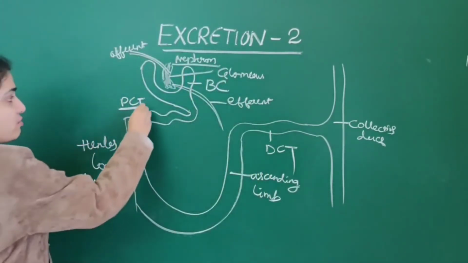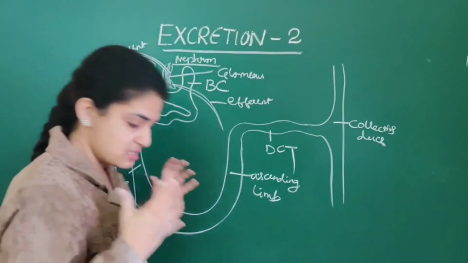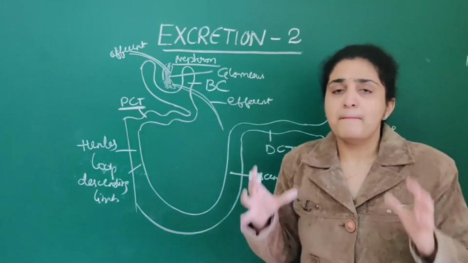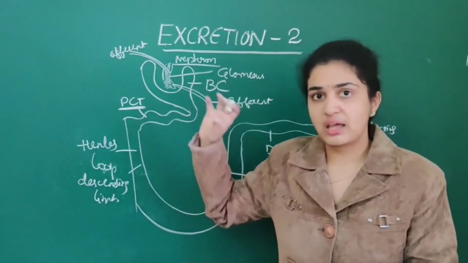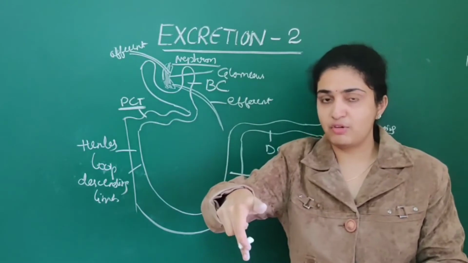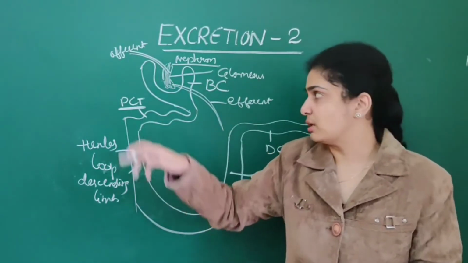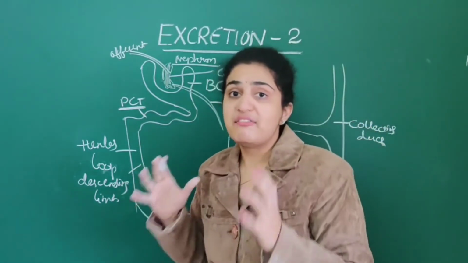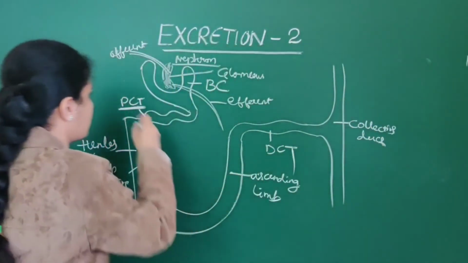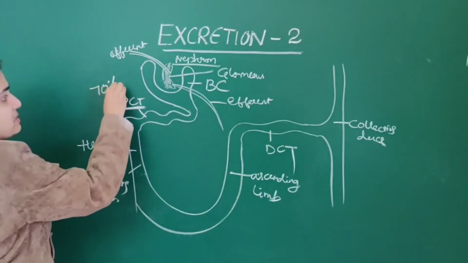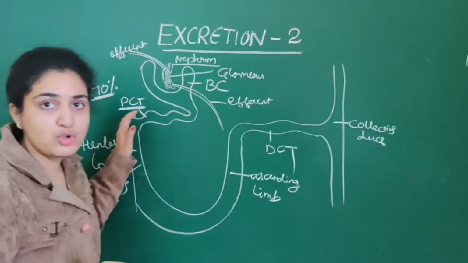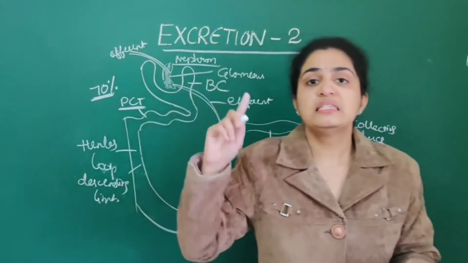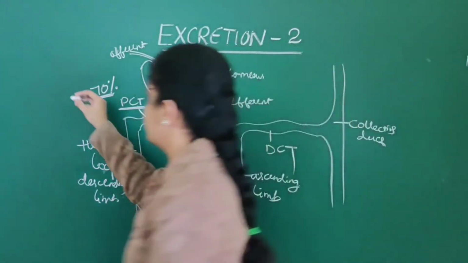The main functions of the tubules: first, the proximal convoluted tubule. Maximum electrolytes are absorbed here. Before this, some were absorbed in the glomerulus during urine formation, but in the PCT, 70% of the electrolytes are absorbed. This PCT is lined by simple cuboidal epithelium.